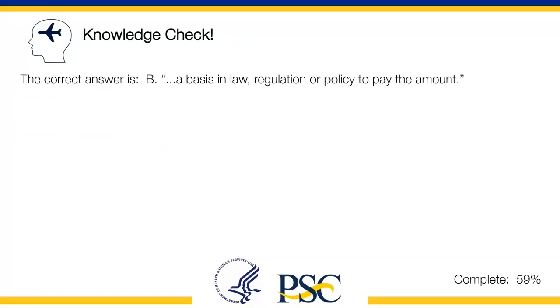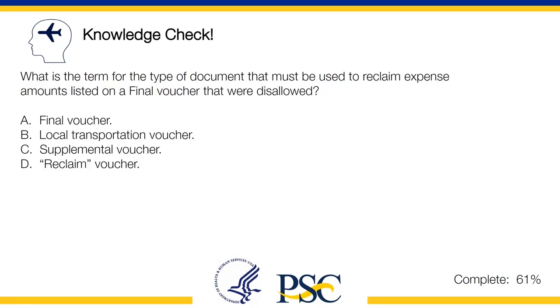The correct answer is B. A basis in law, regulation or policy to pay the amount. What is the term for the type of document that must be used to reclaim expense amounts listed on a final voucher that were disallowed? A. Final voucher. B. Local transportation voucher. C. Supplemental voucher. D. Reclaim voucher.